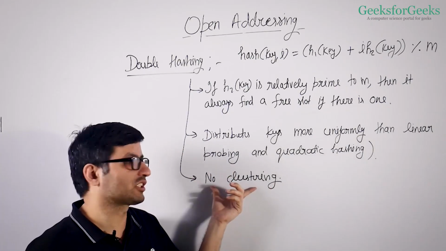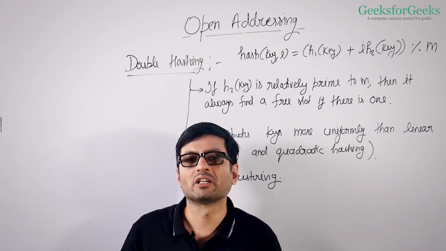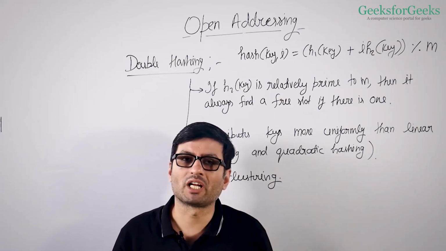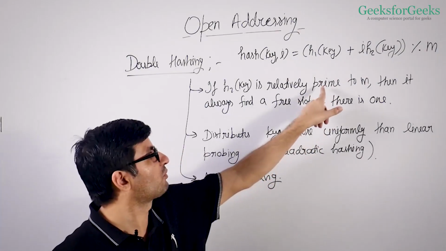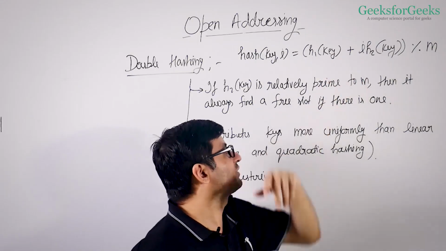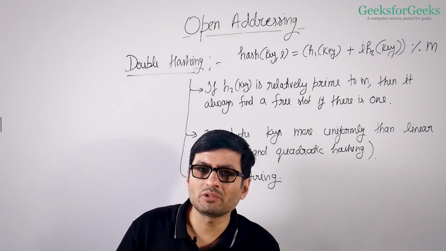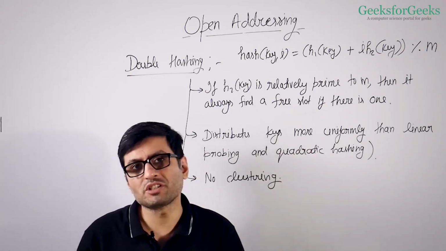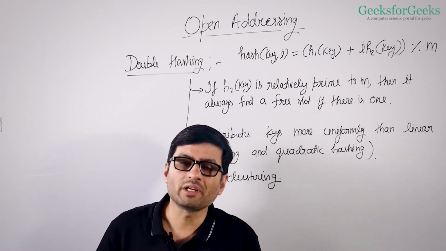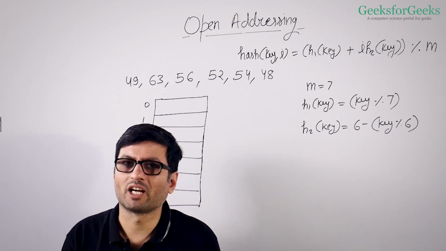Also, it avoids clustering. In quadratic probing also we had secondary clusters, which are not there in double hashing. We'll soon do an example of double hashing to understand these things, and also how these two hash functions work together. Also, since there are no clusters formed, this distributes your keys more uniformly compared to linear probing and quadratic probing. Let us do this example to understand double hashing.